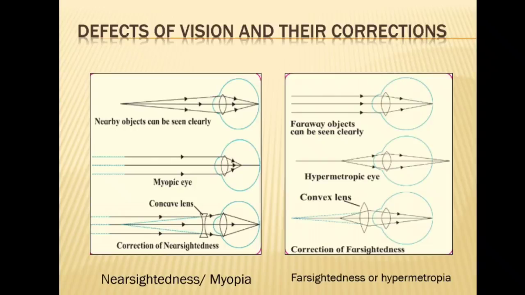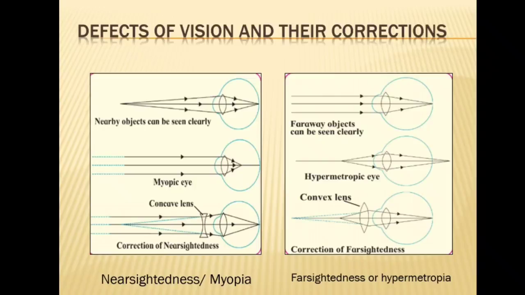First defect is nearsightedness or myopia. In this case, the eye can see nearby objects clearly, but the distant objects appear indistinct. This means that the far point of the eye is not at infinity but shifts closer to the eye. In nearsightedness, the image of a distant object forms in front of the retina, as shown in the diagram, that is the second diagram.